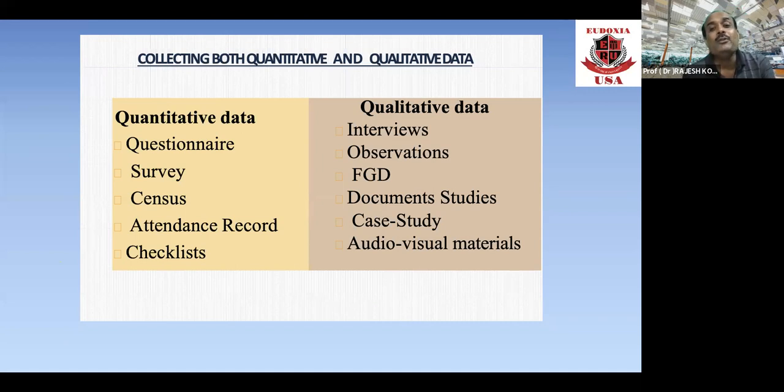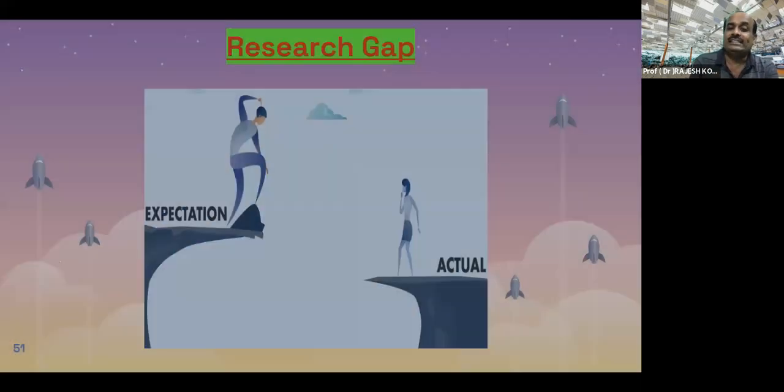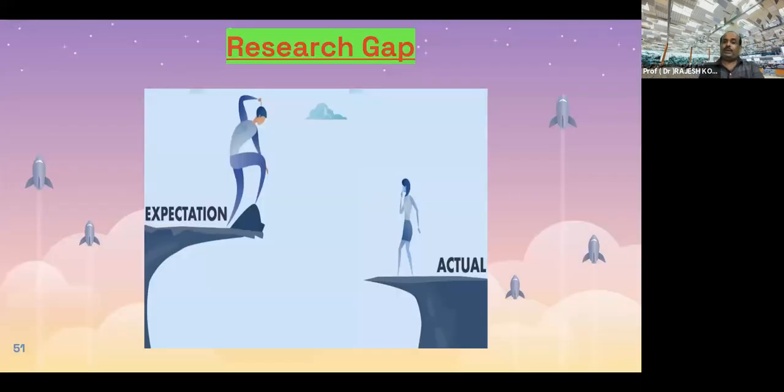Then you can combine both and do the study. Then you can compare the findings of the quantitative data and qualitative data, and then you can disseminate the findings. Okay, this is known as a mixed method.